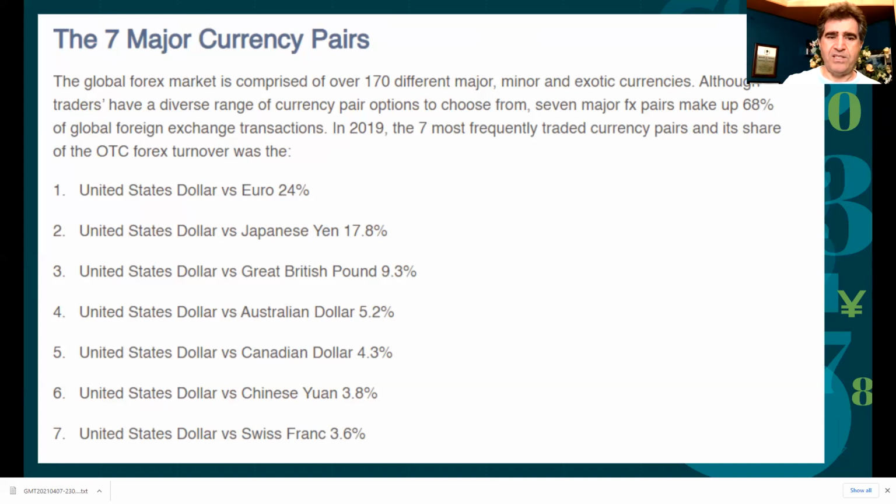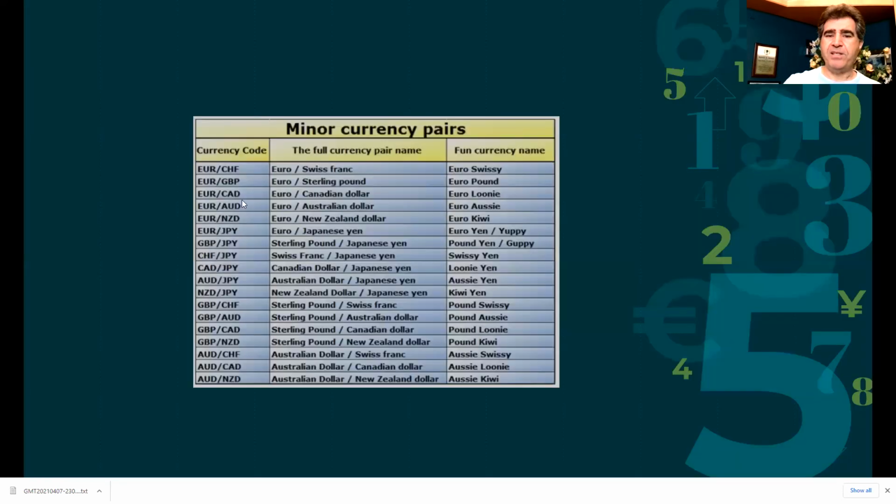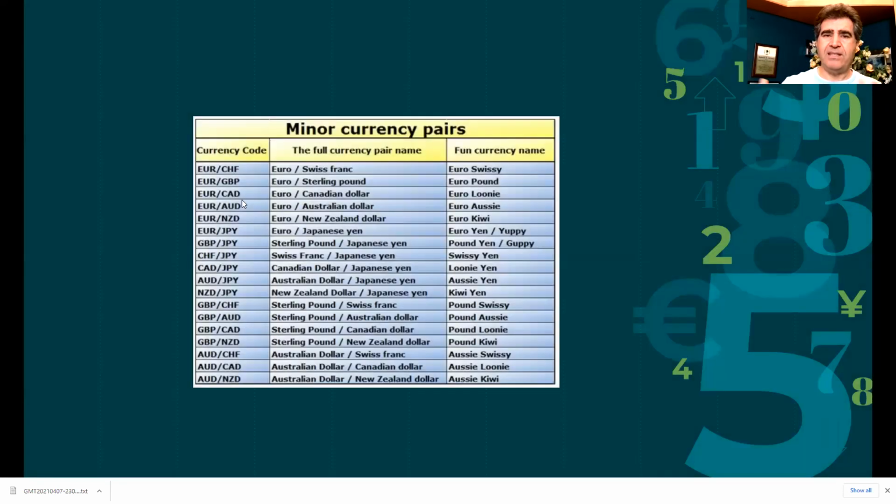And as I mentioned, we had the seven majors visually. So I just want to show you this writing again. The minor currencies are anything that doesn't involve the US dollar. We call them cross currencies. So anything involving the euro, British pound, Swiss franc and Japanese yen, and then the Aussie dollar, Canadian dollar, or New Zealand dollar. These are called minor currencies or cross currencies.